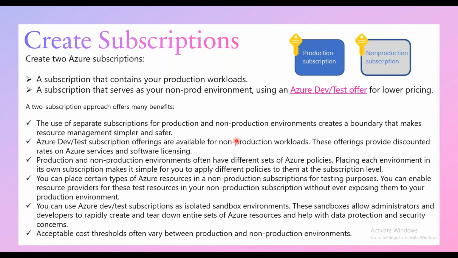The primary benefit will be creating a security boundary, so that anything on the non-production will not impact the production. You can also apply the development test offer subscription or plan to your non-production environment, so that you get a lot of cost saving there. Even lateral attacks, or the spread of any ransomware or malware, can be avoided when you have separation or segregation of the environment. So this 2 subscription approach definitely has a lot of benefits. It creates a security boundary, it creates a resource management boundary, and it makes it much simpler and safer to play around with production and non-production environments.